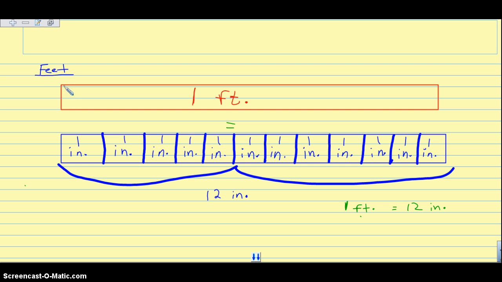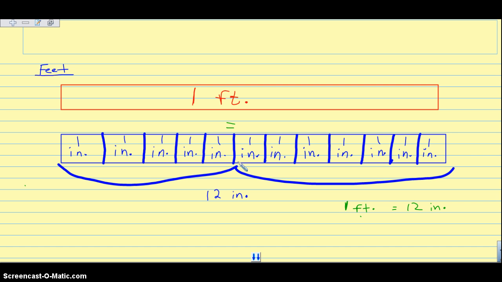Again, in your notebooks, you can go ahead and copy this down in your journals. You can label it feet right here. Go ahead and draw another rectangle. This one whole rectangle is going to equal 1 foot. 1 foot equals 12 inches. So you will draw another rectangle underneath the 1 foot, exactly the same size, and cut the pieces up into 12 pieces.